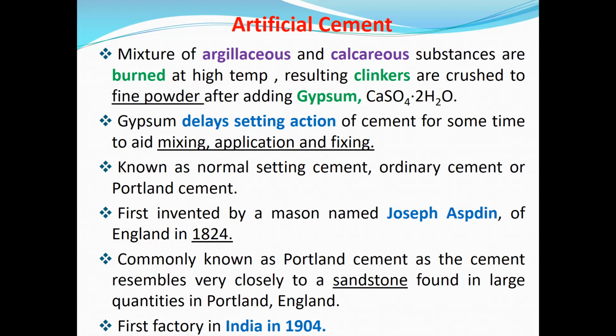Because if the setting action is very fast, it will affect your mixing, application, and fixing. For example, what do you do in the case of plain cement concrete, or in the case of cement mortar? Cement mortar means a mixture of cement, sand, and water. That is used for plastering. You know plastering. Plain cement concrete means a mixture of cement, sand, and coarse aggregate. There is no reinforcement bar. And reinforced concrete, you understand: cement, sand, then stones, and then you use the reinforcement bar.